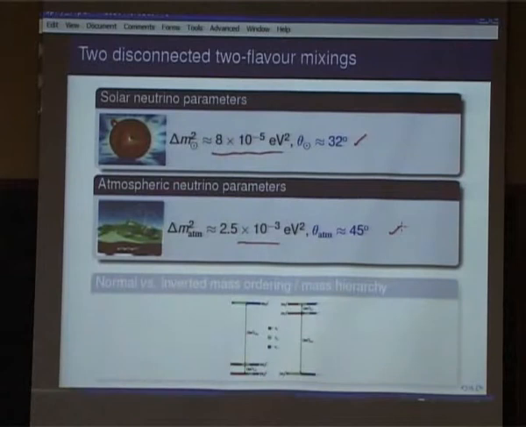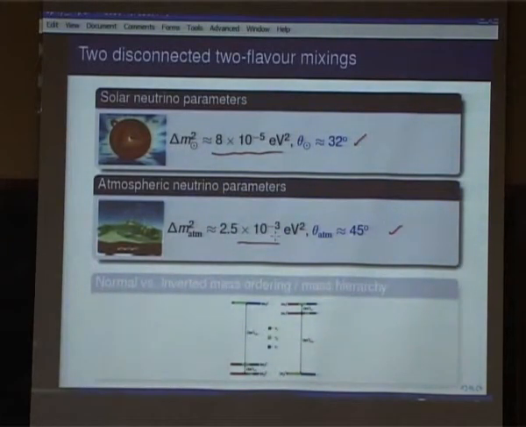One very clear thing that you have to see from these two is that this delta m square is about 30 times this delta m square. So this factor of 30 is also something that one should remember. So given only these two pieces of information, that delta m square atmospheric is about 30 times solar, we can say something already about how the neutrino mass eigenstates are arranged.